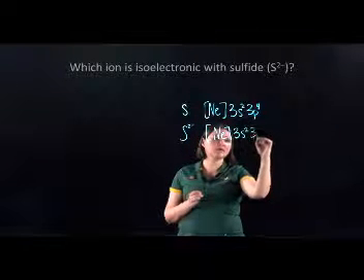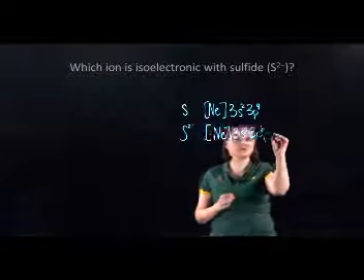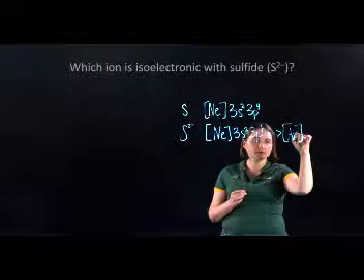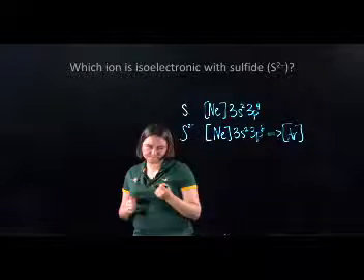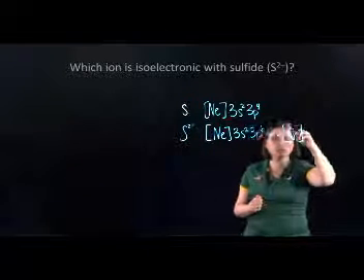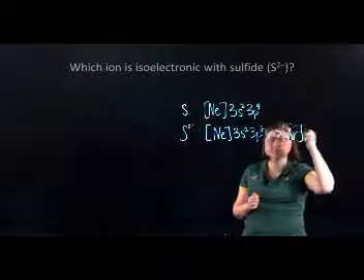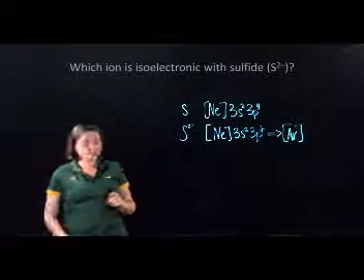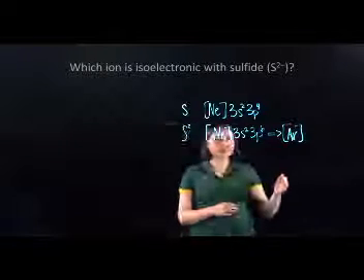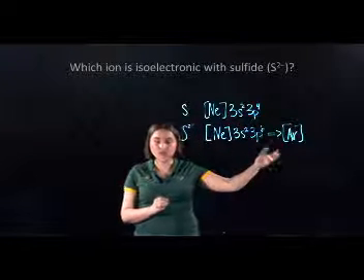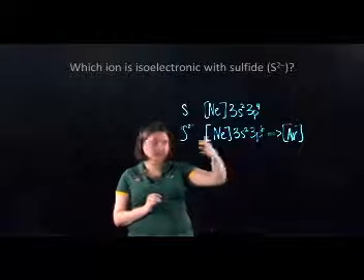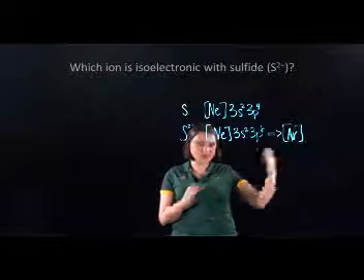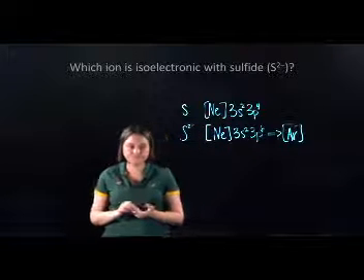3s2, 3p6, which is the same as argon. Okay. Boy, you really can't see that with this marker, can you? You should throw this marker away. All right. So we are looking for something that would have the same noble gas configuration as S2-, so we're looking for something that would also have argon as its noble gas configuration.